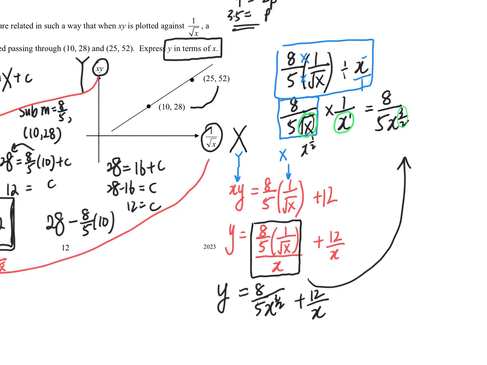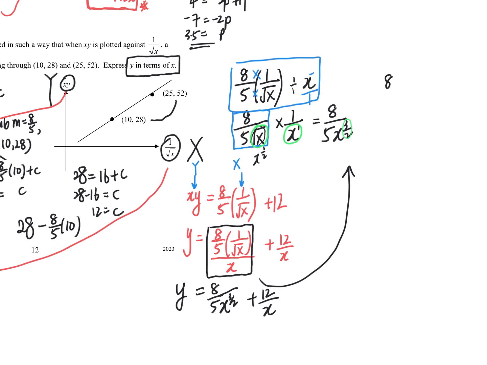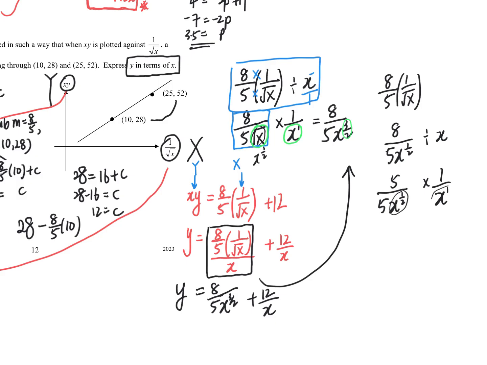Okay, question. Which one? This one? Just simplify. Don't overthink. This one is this. So it's the same as 8 over 5 x to the power of half. So I divide by x is like I times 1 over x. So this one half, this one power 1. When I times together, I add the power.